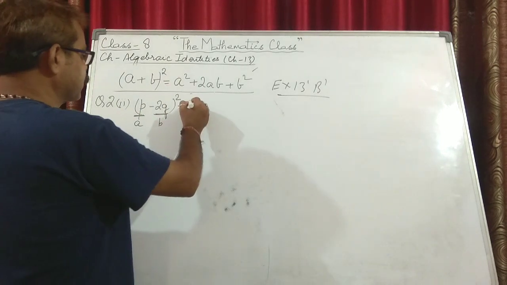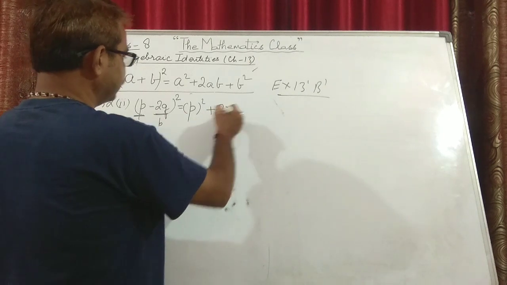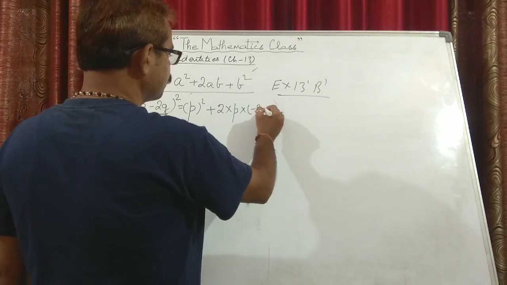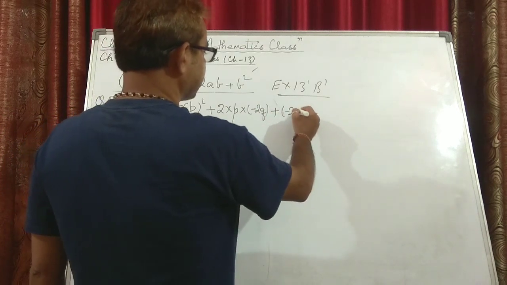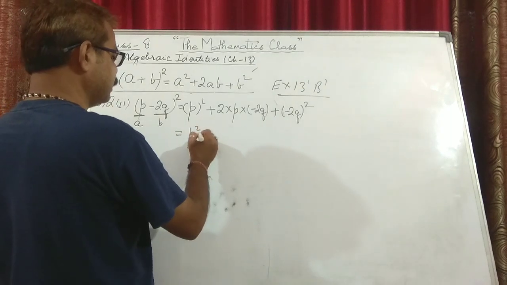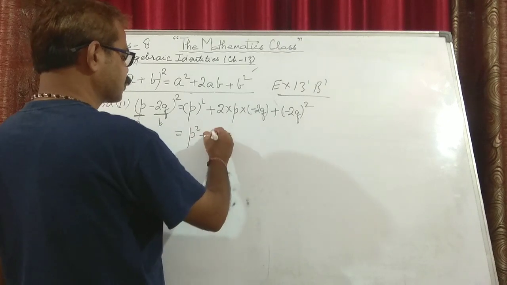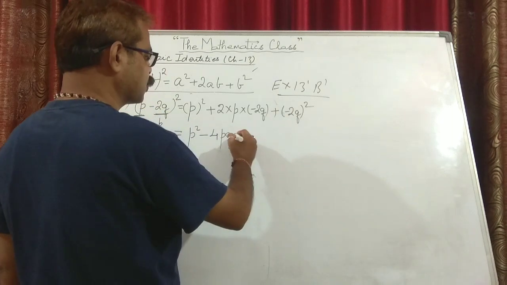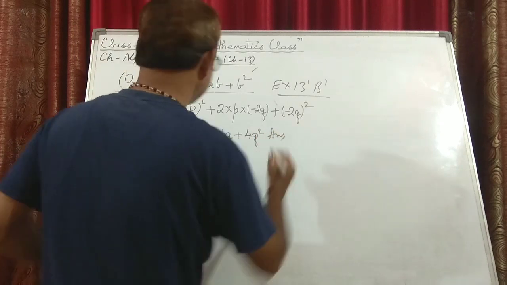So first term is P, its square, plus 2 times of A is P and B is minus 2q, and then plus square of the second term, minus 2q and its square. So this is P square, 2 2s are 4 and plus into minus is minus, so minus 4 times of pq, and minus 2q into minus 2q will become plus 4, q into q is q square, that is the final value.